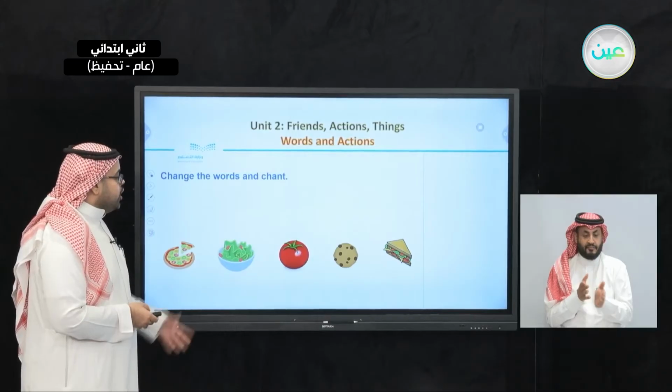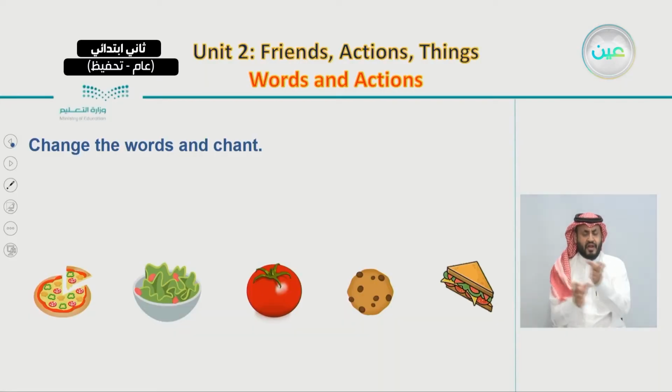Now, here we can change the words and chant. So here we can choose different types of food. For example, here we have pizza, we have salad, tomato, cookies, sandwich. So we can choose a different type of food and also talk about the taste.